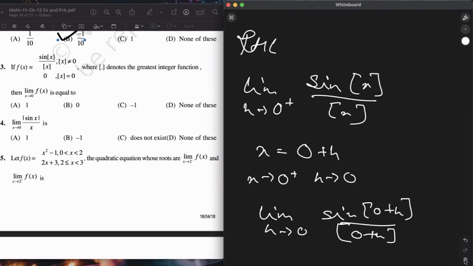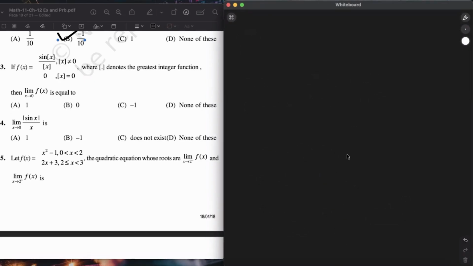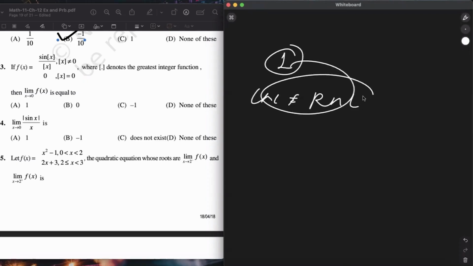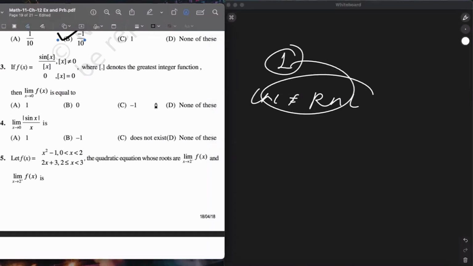So sine 0 by 0. And for h tending to 0, that will return a value of 1. Okay. So now we see that, wait a minute, sine 0 by 0, yeah. So sine 0 by 0 was there. So this means that LHL is unequal to RHL. That is why the answer will be none of the above.